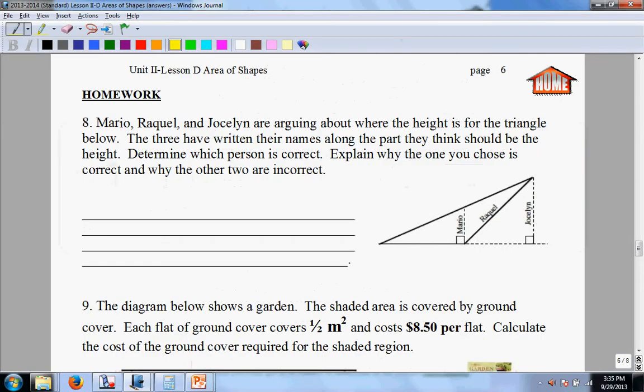Taking a look at number 1, it says Mario, Raquel, and Jocelyn are arguing about where the height is for this particular triangle below. They've written their names along the part they think should be the height. Determine which person is correct. Explain why. I need here 2 to 3 sentences on why you choose one. So we're looking at this triangle, and out of those 3 segments Mario, Raquel, and Jocelyn have chosen, only one of them is the height. Look in the beginning of your packet, and that will empower you to figure it out.